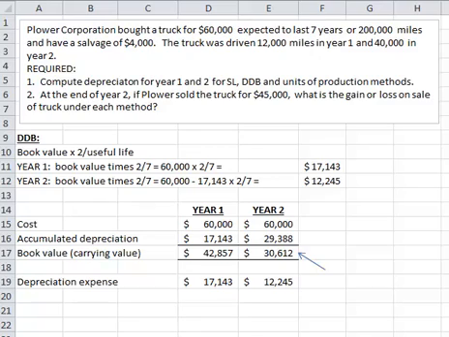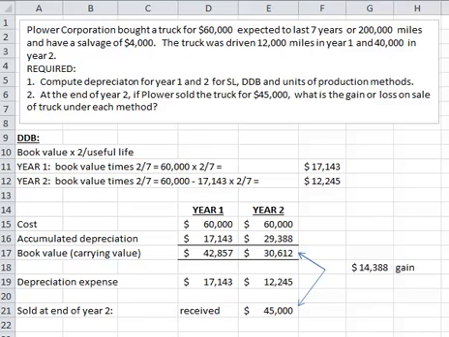Now what will it look like if we sell the truck for $45,000 at the end of year 2? We would compare the $45,000 that we got to the $30,612 book value that we gave up, and we'd have a gain of $14,388.